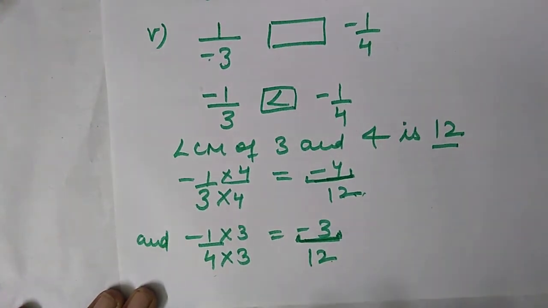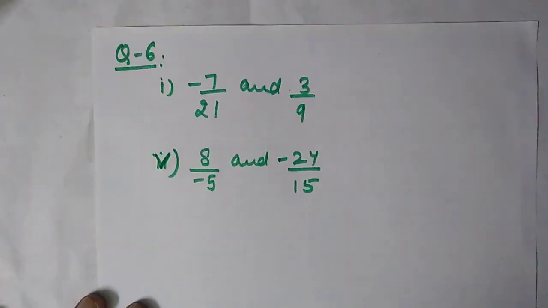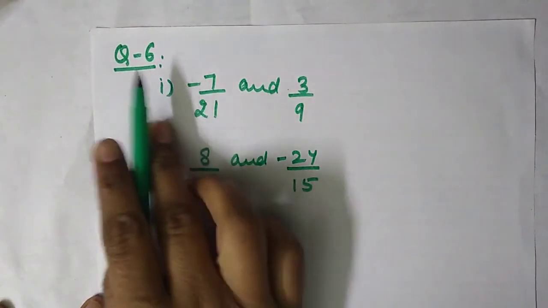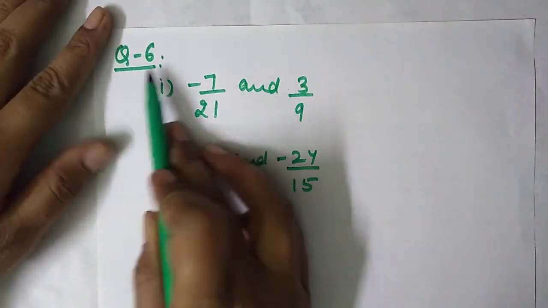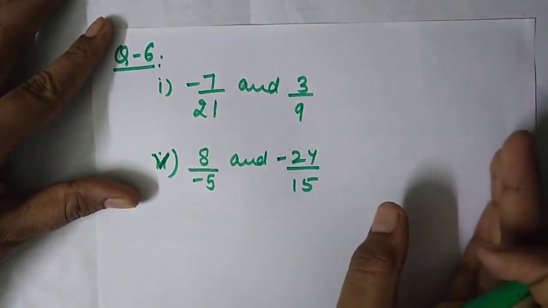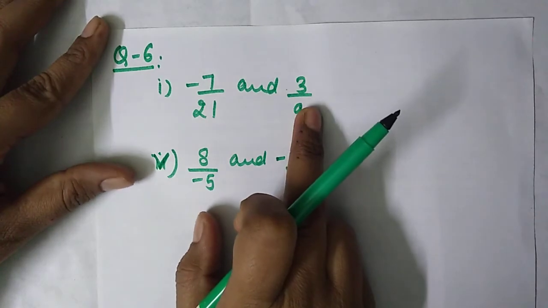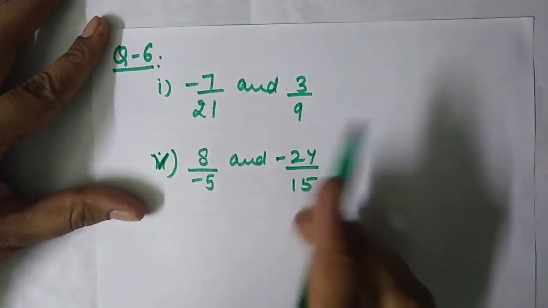Now I am starting with question number 6. Up to question number 5 we have completed in lecture number 1. Question number 6 is, which of the following pairs represent the same rational numbers? We have to tell whether these two rational numbers are equal, which pair is representing the same rational number.